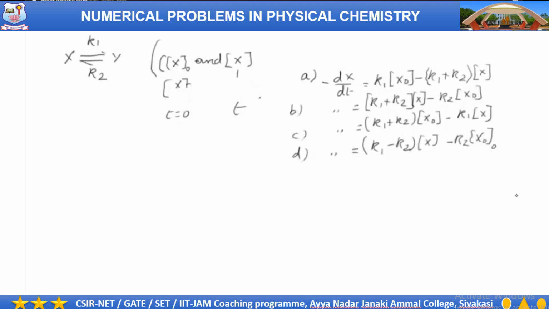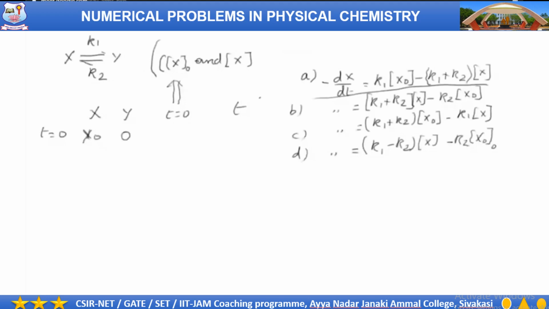And what is this? You have to find it from the rate law, which is indirectly given. Before deriving this, you have to find out the concentrations of X and Y at the time. When time is equal to zero, what is the concentration of X? It is given as x naught. And at zero time, what would be the concentration of Y?